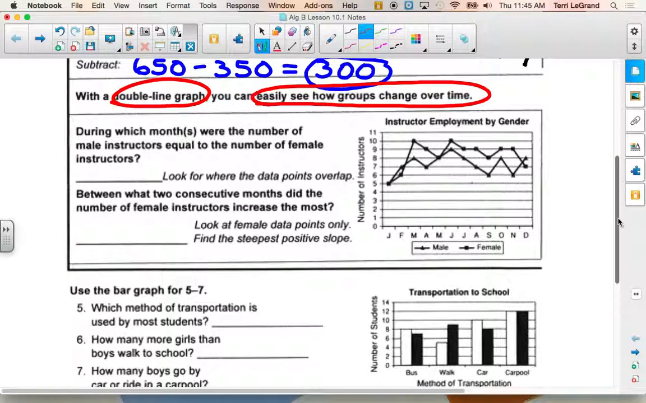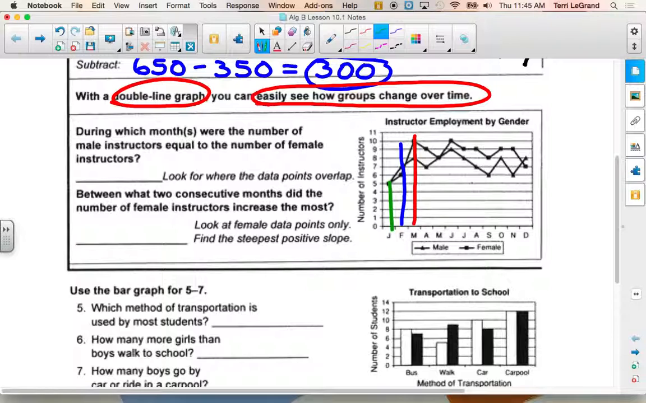Okay, so the first question they asked is during which month or months were the number of male instructors equal to the number of female instructors? It says look for where the data points overlap. So which month or months do you think we can claim that there were equal amounts of each? March? Okay, March would be right here. No, February, like mid-February. No, February. May. Okay, here's February. Are they on top of each other, those points? January. Oh, January, look at here in January.